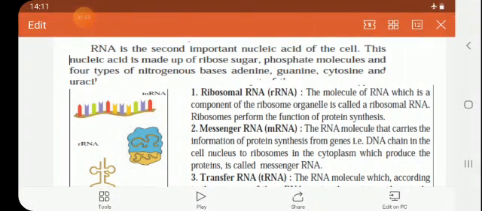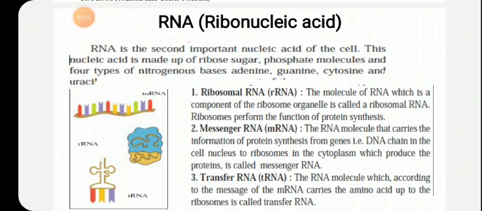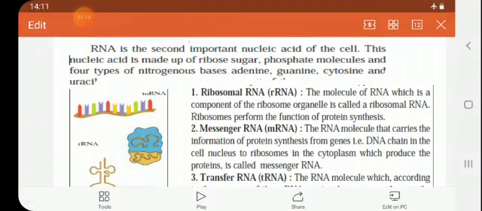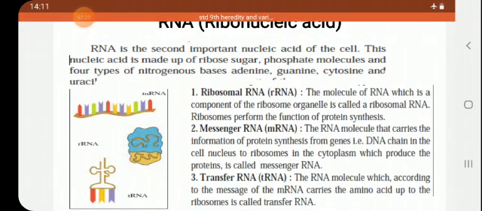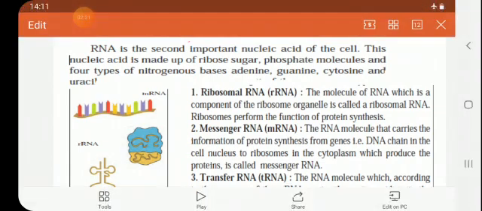So here you will find that a large number of nucleotides are bonded together to form the macromolecules of RNA. All these different types of molecules, like ribose sugar, phosphate molecules, and 4 types of nitrogenous bases, are bonded together to form the macromolecule. Macro means the bigger one. See here in the figure, you are observing that complete molecule. According to the function, there are 3 different types of RNA. Are you clear about the RNA?